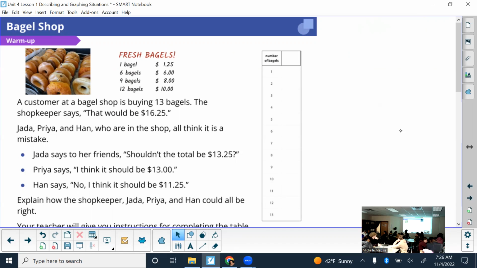All right, and to kind of help you with that, there's a table with the best price options for the bagels. So just kind of think about it with your group. Look at it first alone for a minute. How could they all be right? Is your warm up.